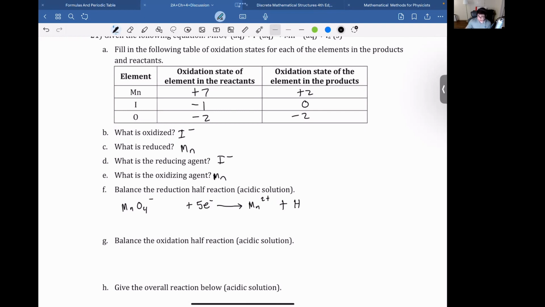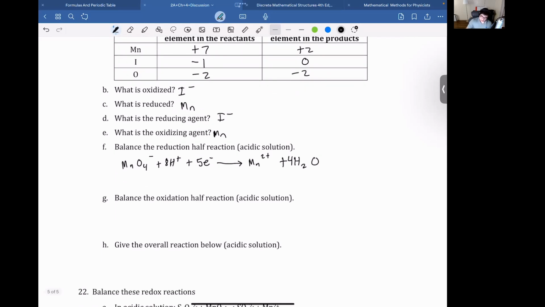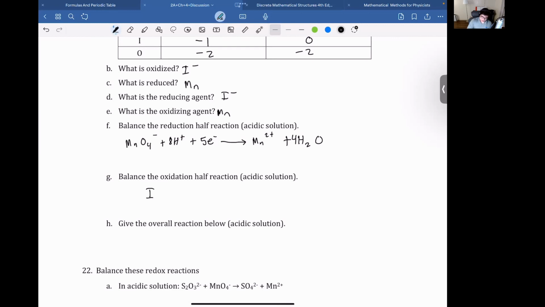So in an acidic solution, write the reduction half reaction like this. The thing being reduced is the reduction half reaction. We balance the electrons. We balance the oxygens using water. There has to be 4 waters because I need 4 oxygens on the right. And then we balance the protons, which is 8 H plus, like that. And you're always going to do it in the form of H plus. The next one is we're doing the oxidation half reaction. So the oxidation half reaction is iodide being oxidized, and then it turns to I2 and it gives away 2 electrons.